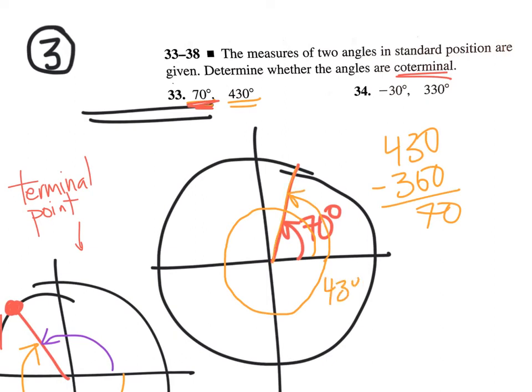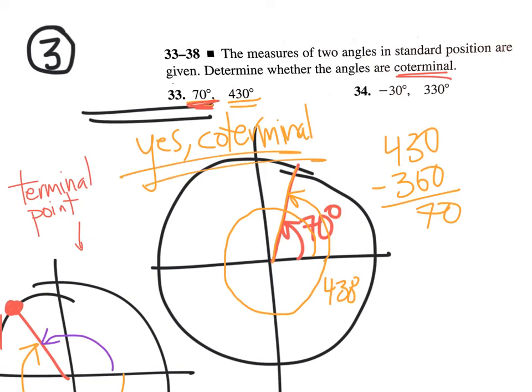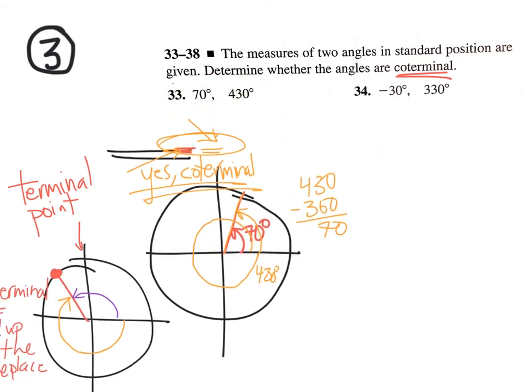So that was 430 degrees. So we say yes, these are coterminal. They end up in the same spot. And you could check, you could type into your calculator, hey, what's the sine of 70 degrees and what's the sine of 430 degrees? And your calculator will tell you they are the same.